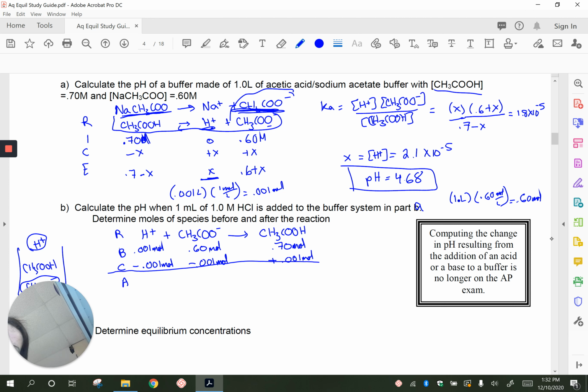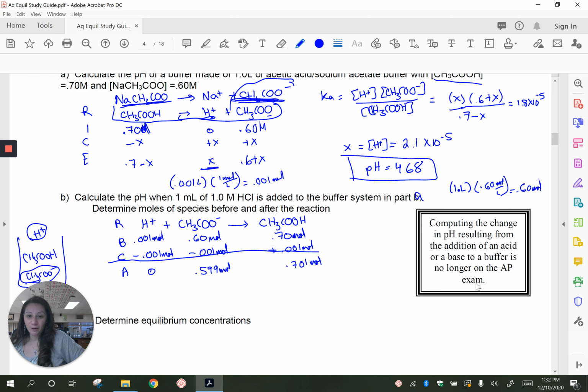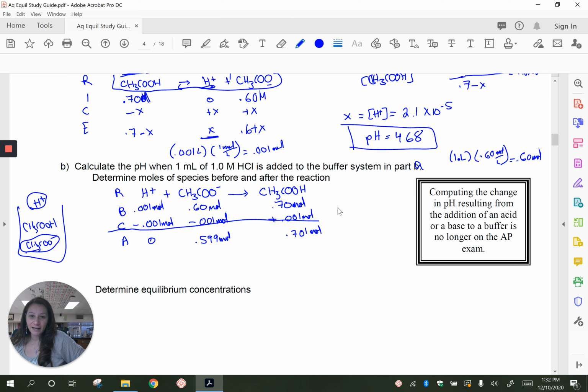So after the reaction is done, I would have none of that H pluses, and that's why your pH should remain the same, because we've used up all those H pluses. This is going to be 0.599 moles, and this one's going to be 0.701 moles. So after I've added my acid, I still have my buffer left over, right? I have acetic acid and my acetate, and I don't have any H pluses. My concentrations are slightly different, but they're pretty close, and so my pH should remain about the same.